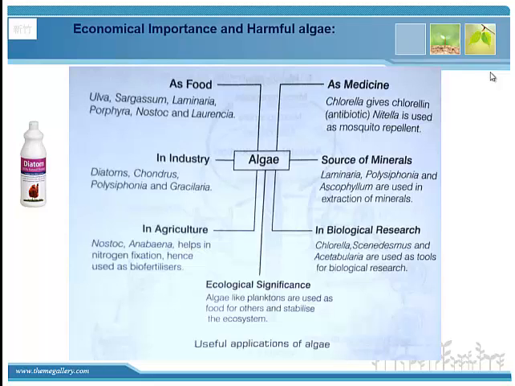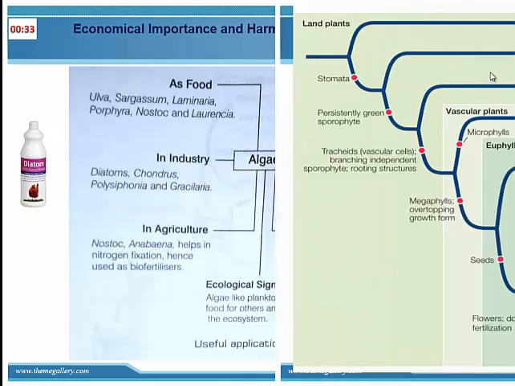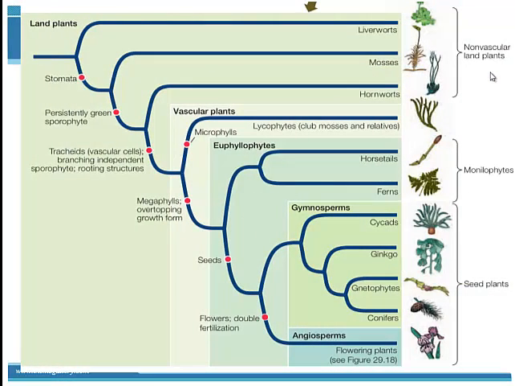produced with algal species. And lastly, the ecological significance is large, as they have been able to fix a large amount of carbon dioxide in nature. And now we look at the other part of the phylogeny.